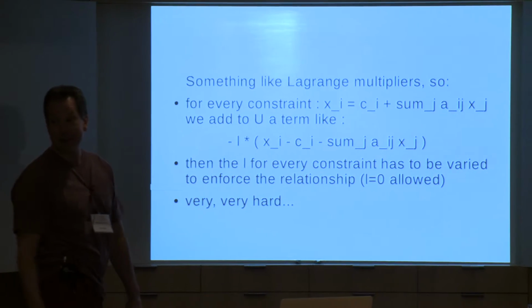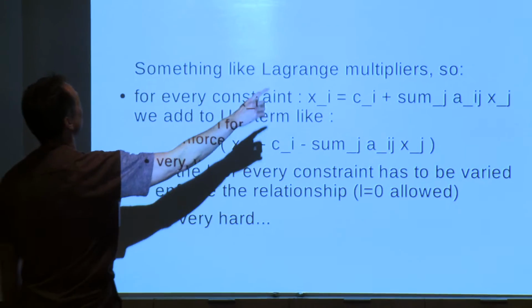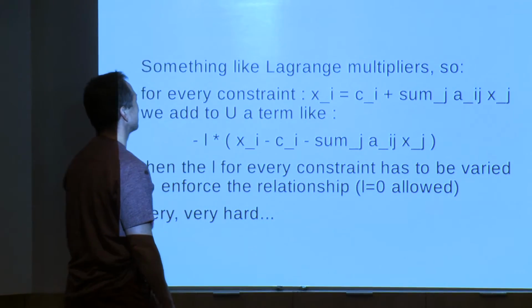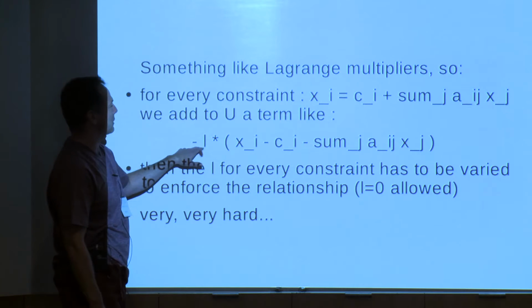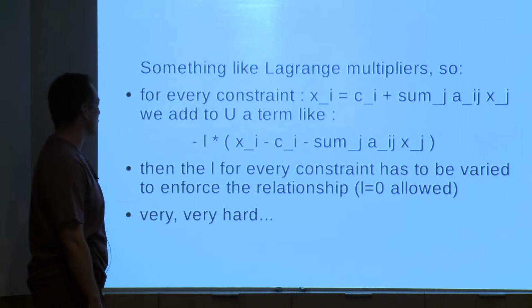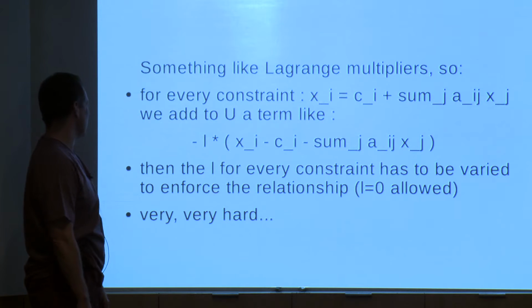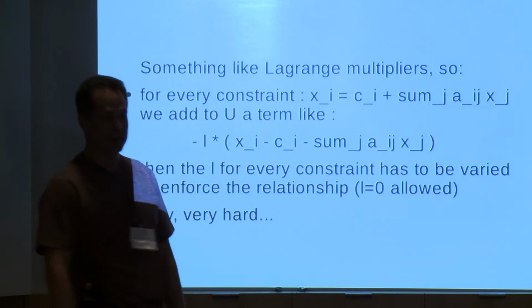And Eli, I'm sure, knows way more about optimization than I do. But as a general rule, you always wind up doing something that looks a little bit like Lagrange multipliers. So you have some constraint that you want to enforce, and you say, I'm just going to add a penalty term to the utility, and then I'm going to have to figure out how to vary something like a Lagrange multiplier to enforce my constraint. So it's very, very hard if you have a lot of constraints, which is what you do have if you have a big economy.